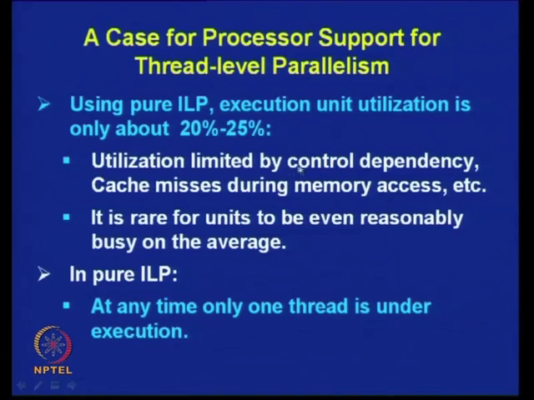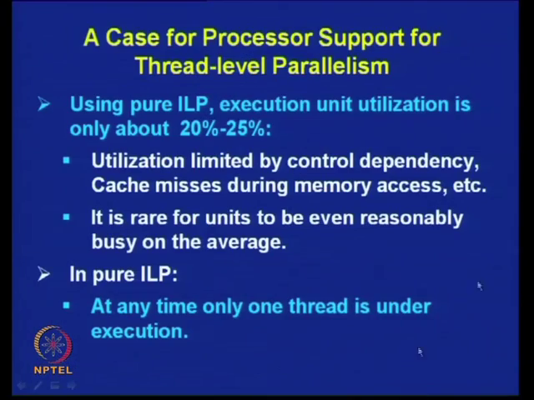Utilization is limited by control dependency, cache misses during memory access, and so on. We have discussed different types of hazards. Whenever you do pipelining, you will encounter different types of hazards. Then you have different types of dependencies: data dependency, control dependency, structural dependency, and so on. By creating multiple execution units, you can overcome the structural dependency, so structural hazards will not be there, but the control dependency will occur whenever you are executing loops or decisions, and control hazards will be generated. Because of this, utilization through instruction level parallelism is very limited. So, it is rare for units to be even reasonably busy on average.